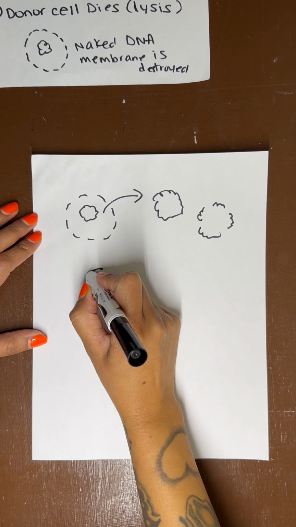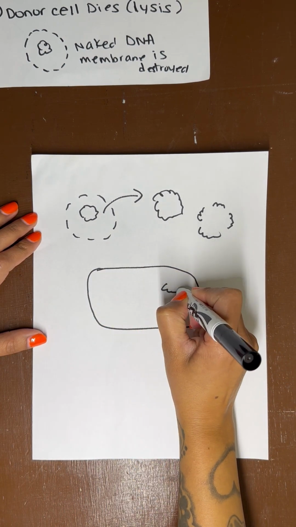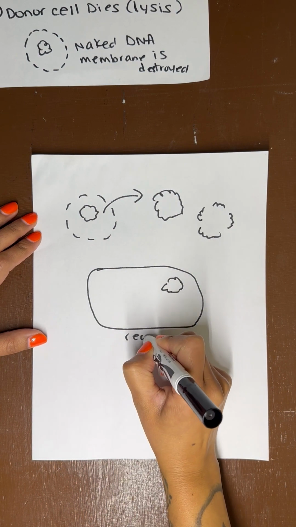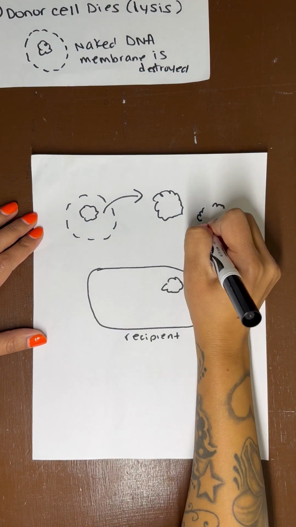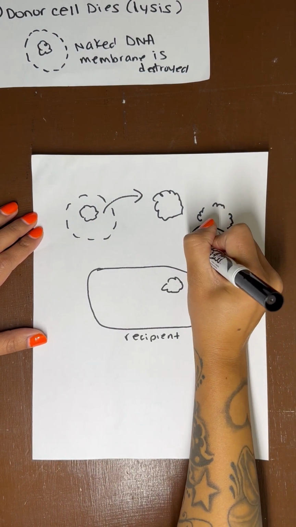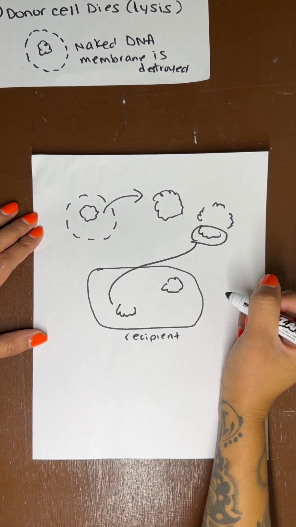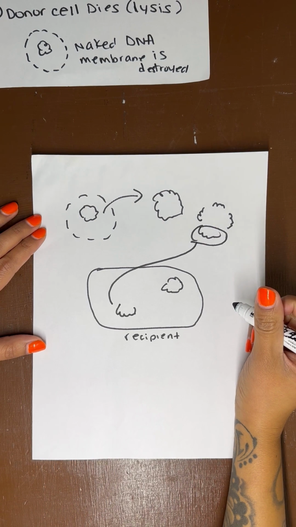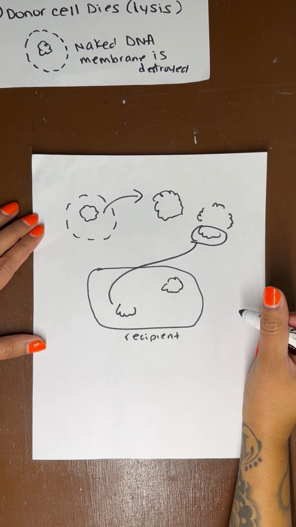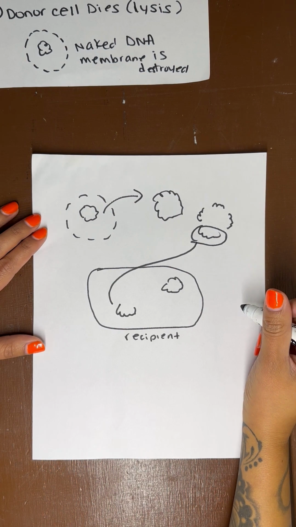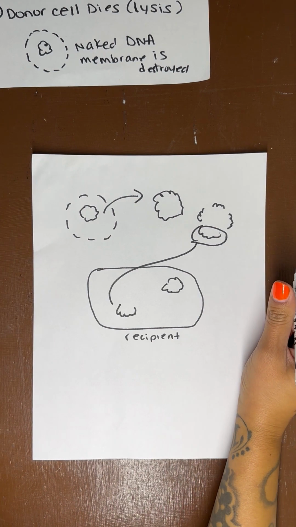We then have the recipient cell that picks up, so it'll grab a piece, the naked DNA, incorporating it into its environment where the DNA can make this recipient into different things that can be done within its cell.